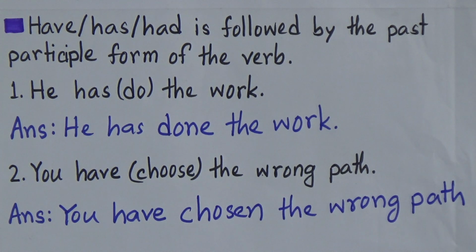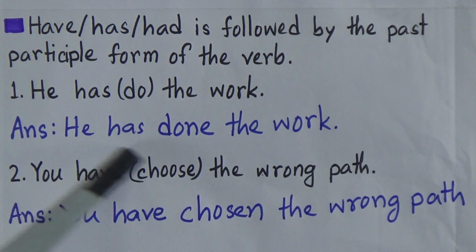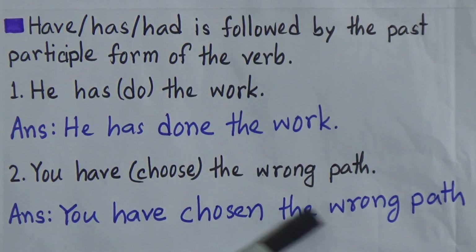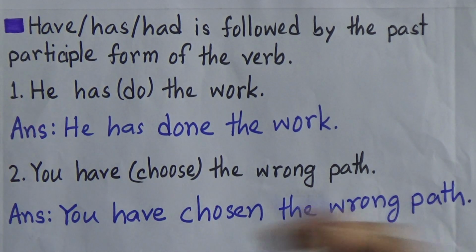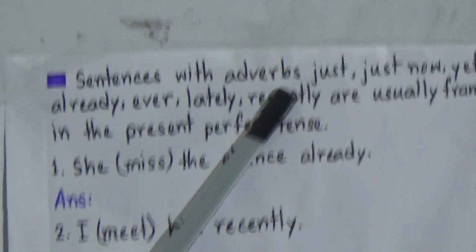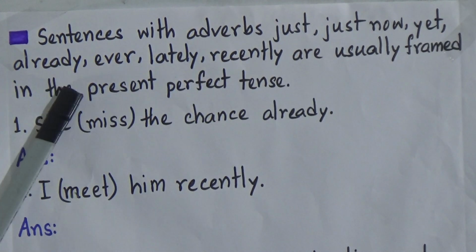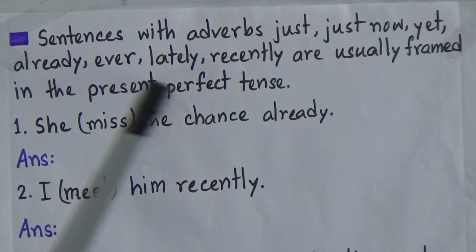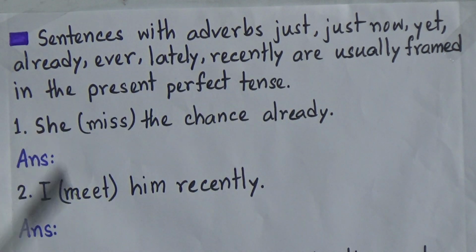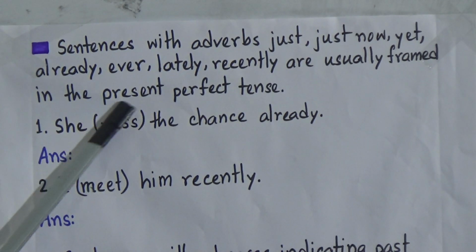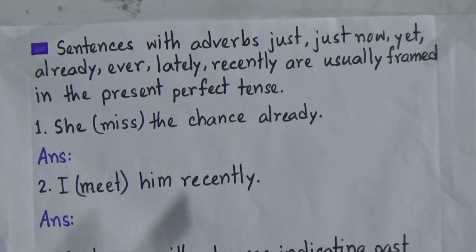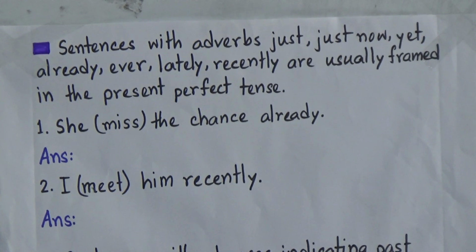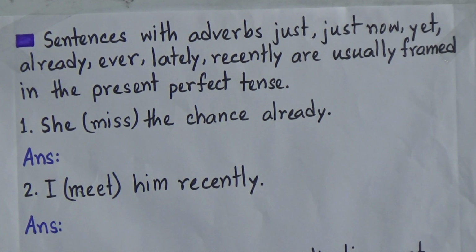Now the sentences are, he has done the work and you have chosen the wrong path, and there will be a full stop. Now the next rule: sentences with adverbs like just now, yet, already, ever, lately, recently are usually framed in the present perfect tense. So it is similar to the previous rule. Now look, when you find adverbs like just now, yet, already, recently in a sentence, it will be present perfect tense.